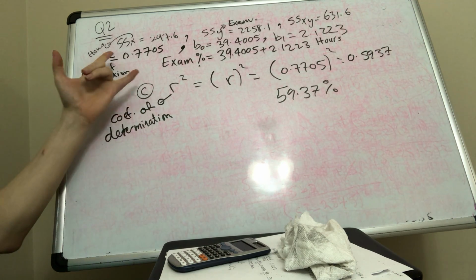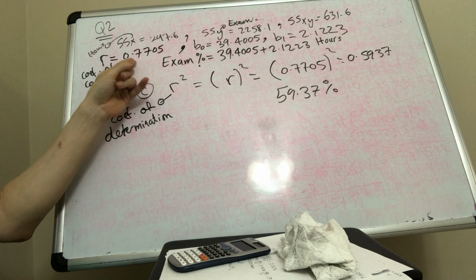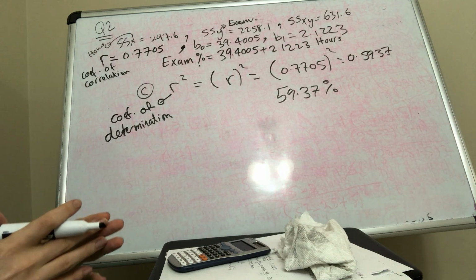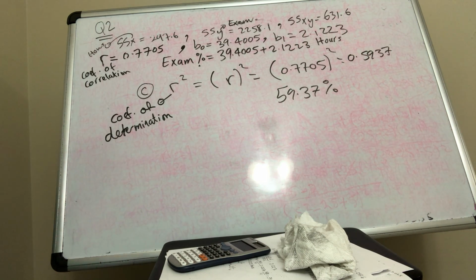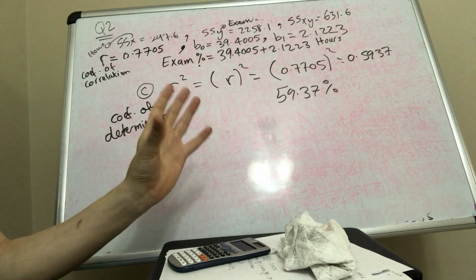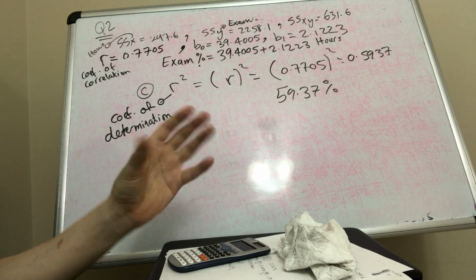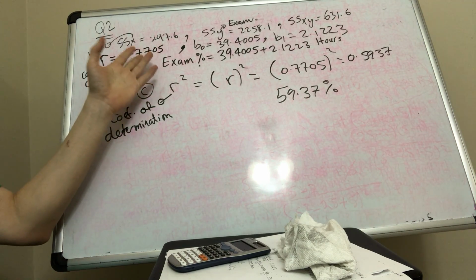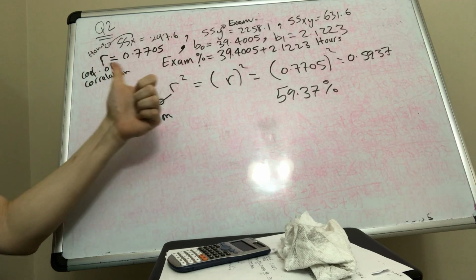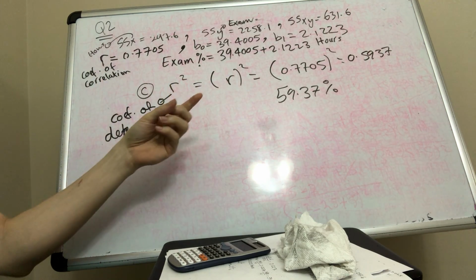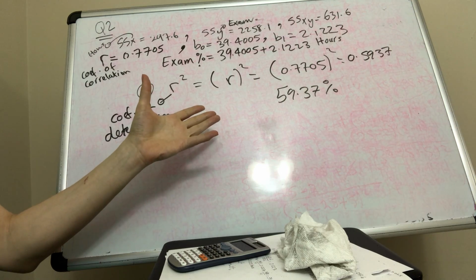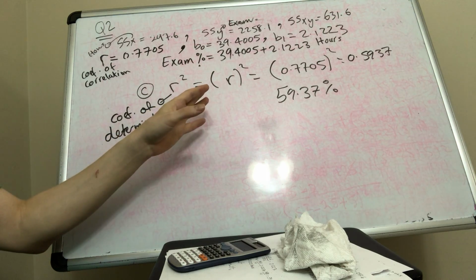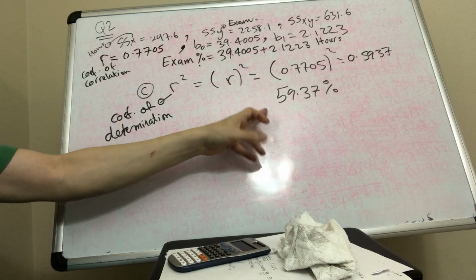Now what you need to know about these two are, R could be positive, could be negative, depending on whether you have a positive relationship or a negative relationship. But the number is between -1 and 1, so the value of the number never exceeds 1. And it's not a percentage, so you can't say it's 77%. R squared is always positive, and it is a percentage.